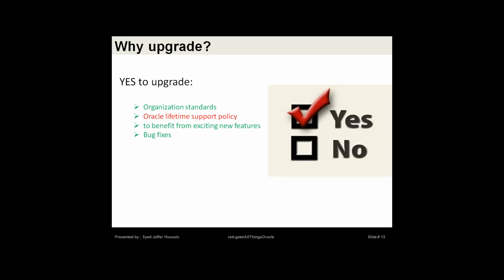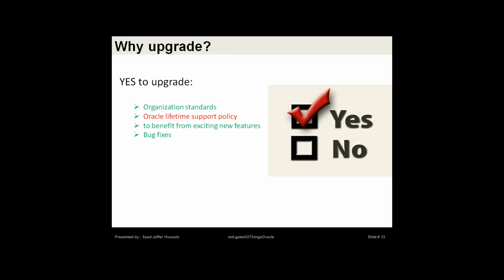So going with the positive talk, why do people say yes to upgrade? Our organization says, yeah, we are going with the upgrade. The first thing that comes into my mind is organization standards. Most of the big companies or named companies want to have up-to-date software in their environment because this is organization policy or standard. So if you are lucky to be in one of those organizations, you are always encouraged to go with the upgrades and do the testing and see how much you're going to benefit with the new releases.